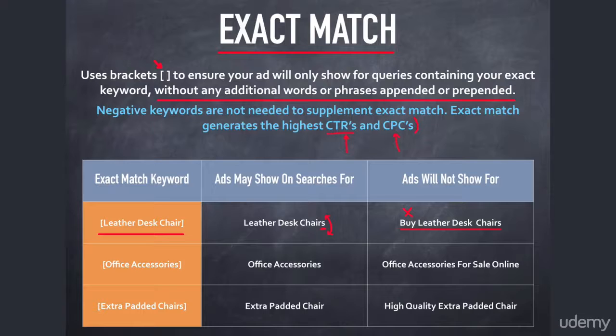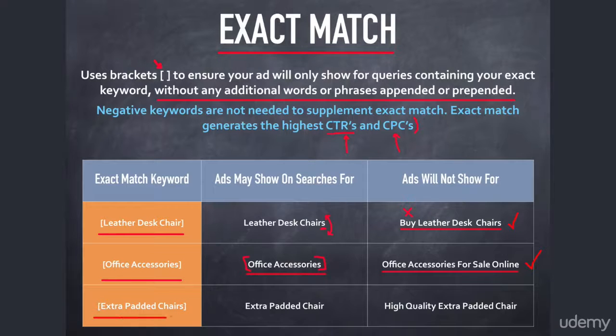Same thing here, office accessories. Here's my exact match keyword. I know it's exact match, once again, because of the brackets. Here is a potential ad, office accessories. That is my exact keyword with nothing changed, and my ads will not show for office accessories for sale online. Keep in mind, once again, we're knocking out some good keywords. This would have been a good keyword, but because we're using exact match, we're knocking those keywords out of the running, which is just an illustration of the concept we kind of just touched upon.